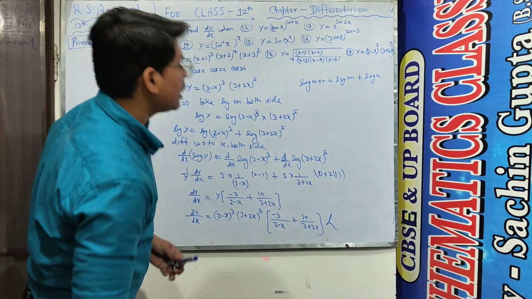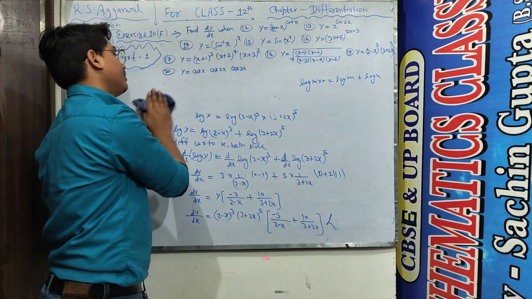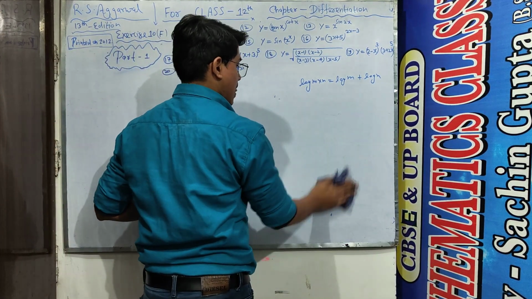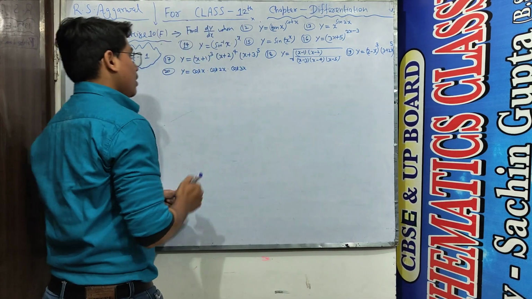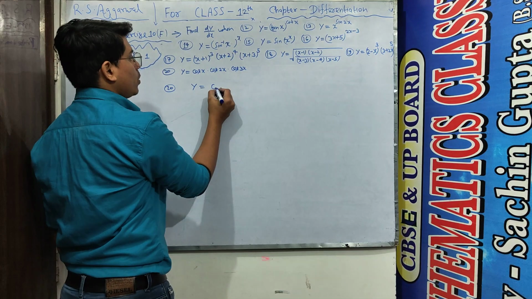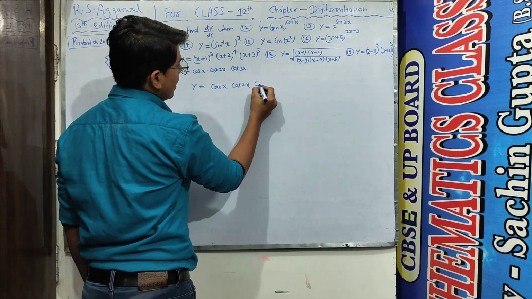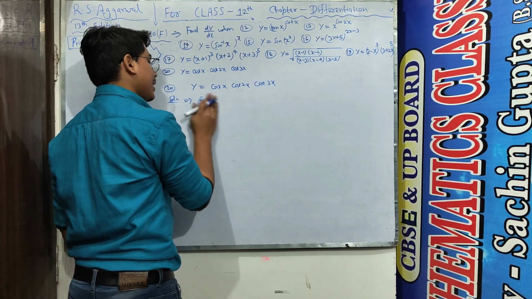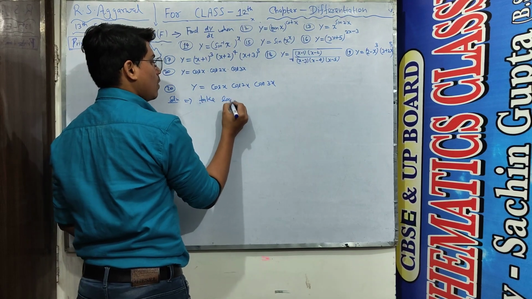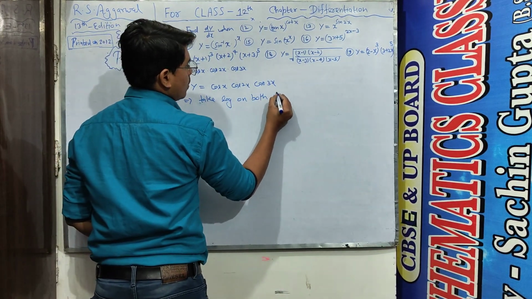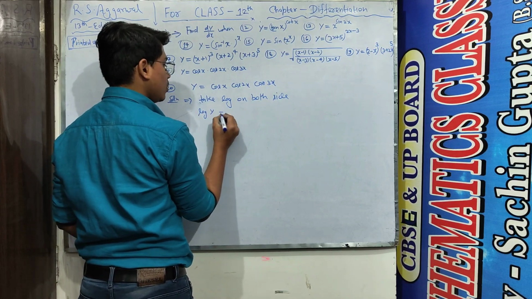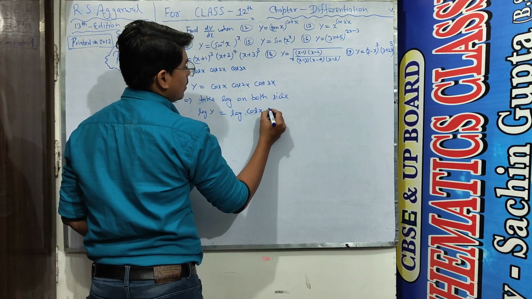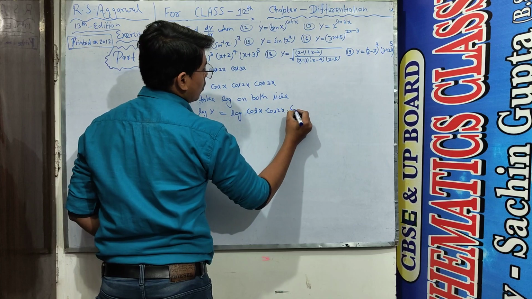Now we go on to the solution of question number 20 student. Question number 20 is, student, y equal to cos x, cos 2x and cos 3x. Now student I take log on both sides. So it becomes log y is equal to log of cos x into cos 2x into cos 3x.